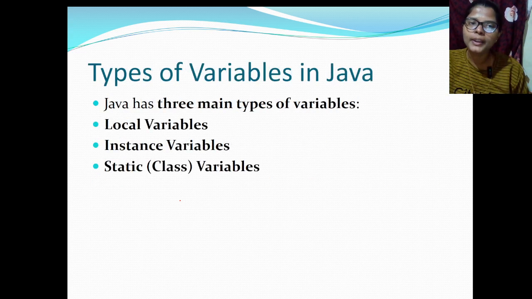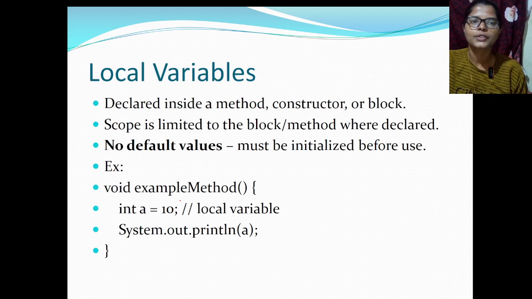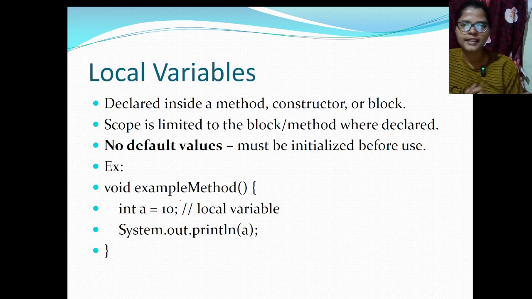So how many types of variables do we have in Java? There are three types: local variable, instance variable, and static variable. Firstly, the local variable. A local variable is one which is declared inside a method or a constructor block. Let's understand with an example.